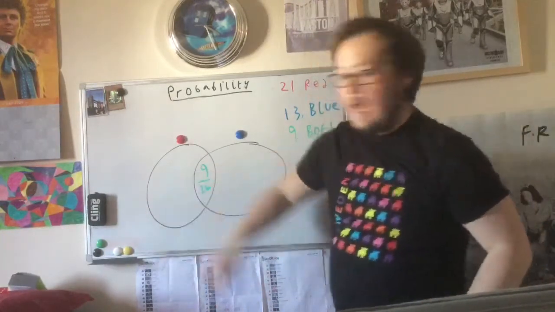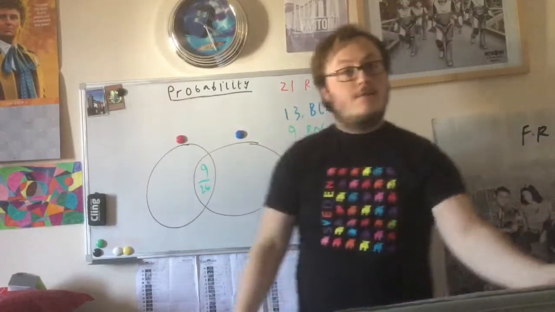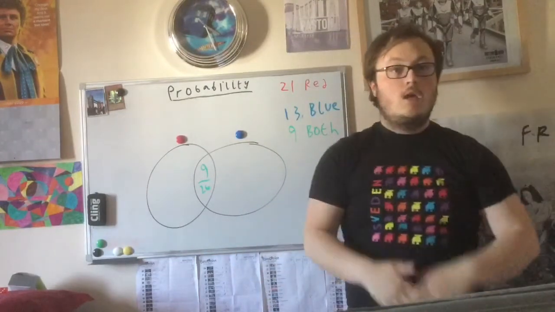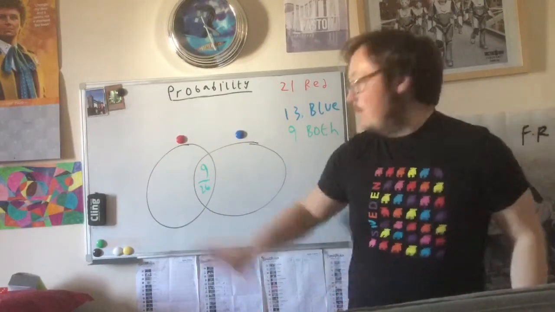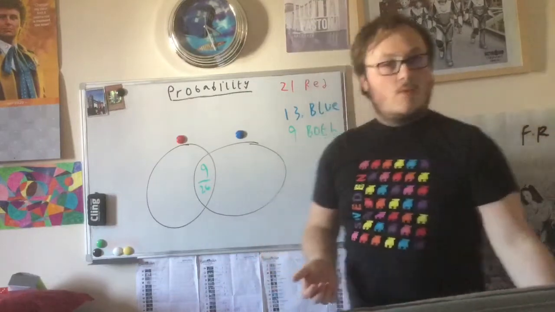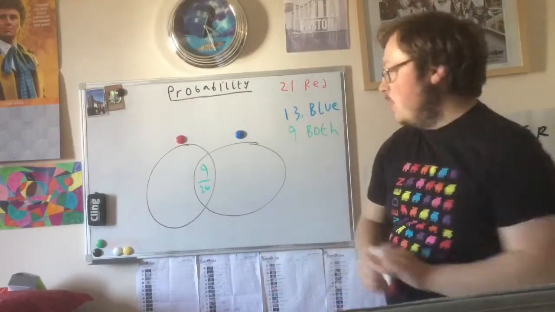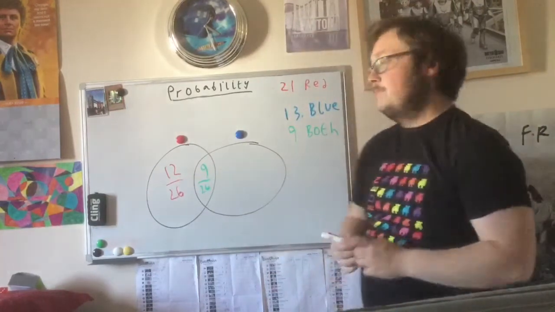So, how many goes in the red pot? Well, we know that out of those 21 red flags, 9 of them will go in the middle. So we take that 9 off the 21 because the circle's still there, it's just they're a bit separate. So 21 take away 9 will get us 12. So 12 over 26 goes there.